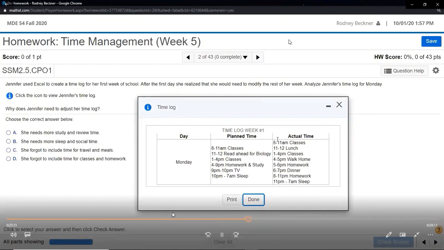Okay. So why does Jennifer need to adjust her time log? She needs more study and review time. She needs more sleep and social time. Well, it looks like she got enough sleep, 8 hours, so that one seems to be out. There wasn't anything about socializing in here, and it's a Monday. Maybe we're just not really socializing on Monday, except for in between classes and talking, things like that. She forgot to include time for travel and meals. Well, in the actual schedule, we definitely see lunch wasn't planned, the walk home wasn't planned, dinner wasn't planned, so C seems like the answer. She forgot to include time for classes and homework. She definitely did not do that. So it is absolutely C.